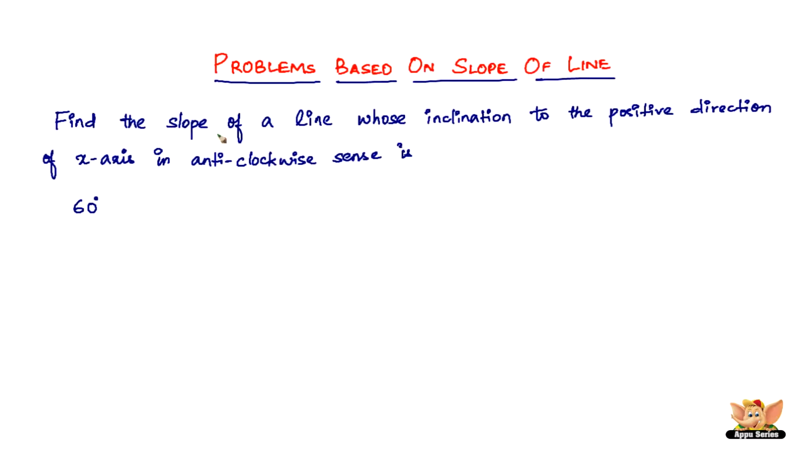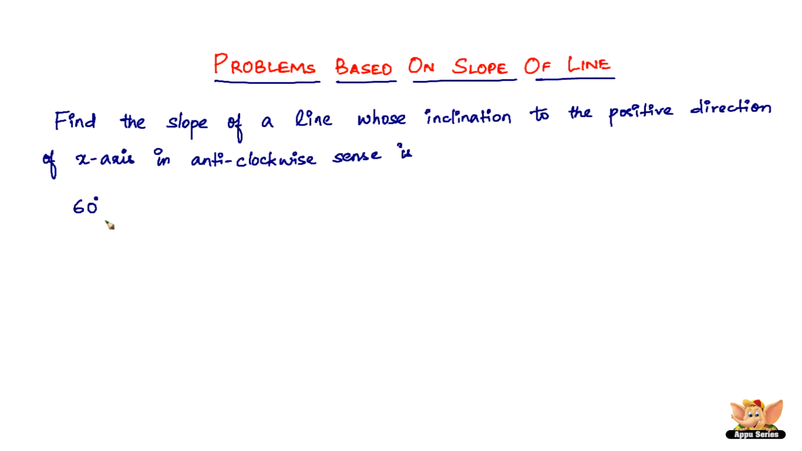It says, find the slope of a line whose inclination to the positive direction of x-axis in anticlockwise sense is 60 degrees. This is exactly what we discussed in the previous video when we looked into the definition of a slope. The theta should be measured with the positive direction of the x-axis in the anticlockwise direction. That's exactly what's been said here. So the theta is 60 degrees here.